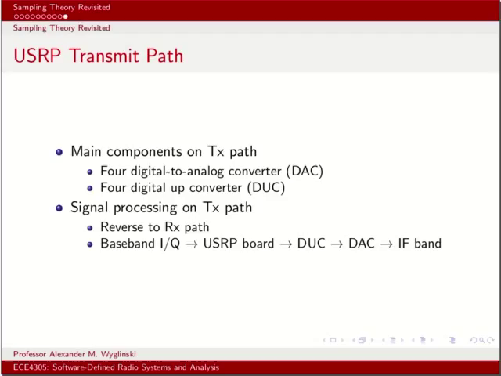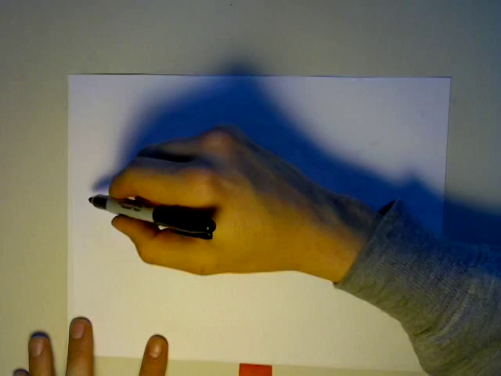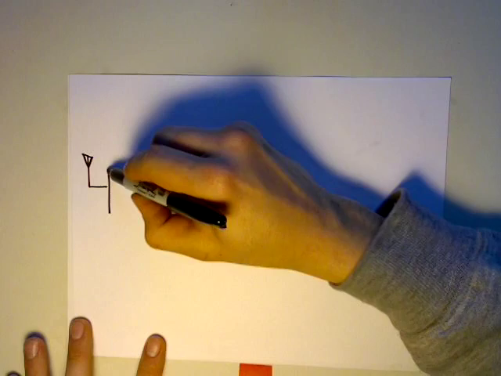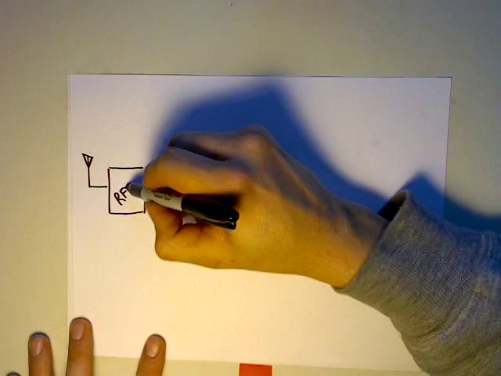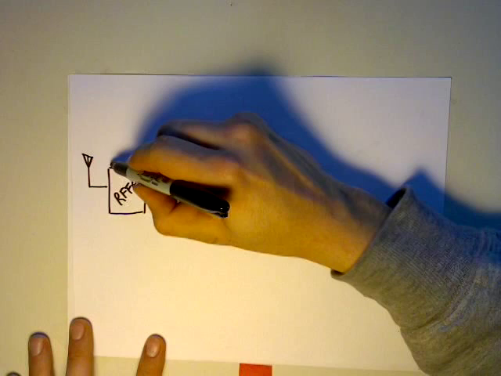Transmit and receive paths on the USRP platform. So let's look at the receiver end of a USRP platform. How does this work? Well, we have an antenna, and that antenna picks up the waveforms from over the air, and then we have the radio frequency front end, right? That's represented by our daughter card.